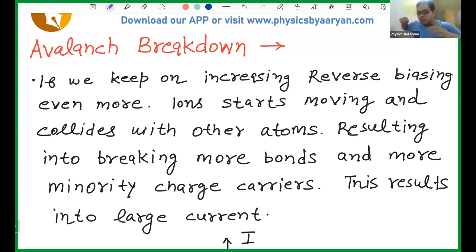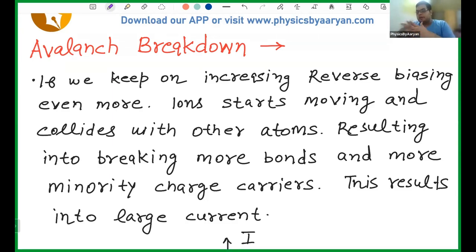So these ions will go and hit those atoms. As a result, the electrons from those atoms will also come out. So if I keep on increasing the voltage even more, once I reach the Zener voltage, I am still making sure that I keep on increasing the voltage on the negative side. Ultimately, a point will come that my ions and electrons will start moving around, and ultimately they will go and hit the other atoms.